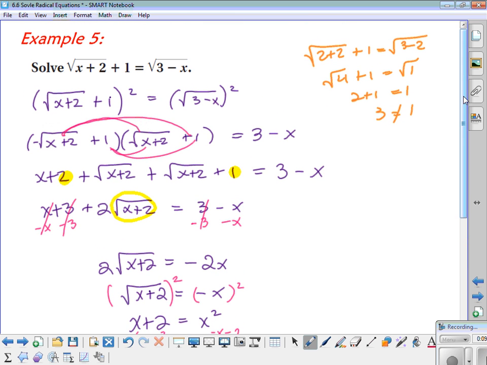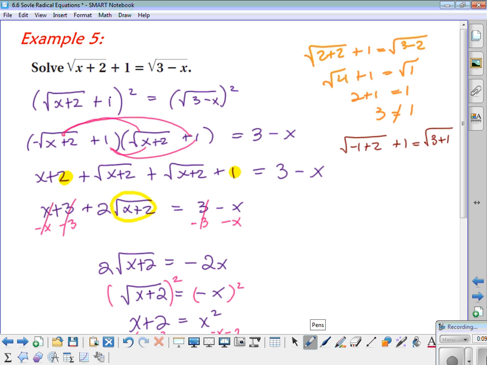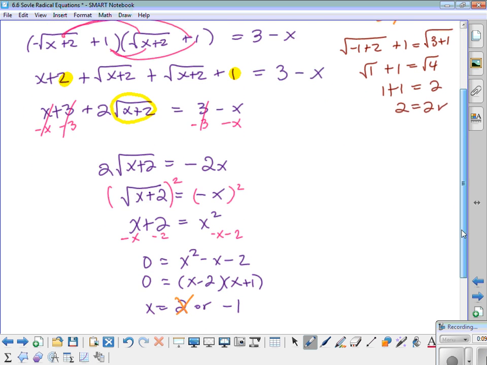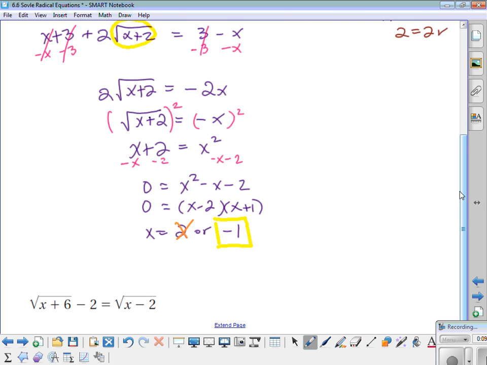Now I try my negative 1. So the square root of negative 1 plus 2 plus 1, square root of 3 minus negative 1. So 3 minus negative 1 becomes 3 plus 1. And so I have the square root of 1 and the square root of 4. And does 1 plus 1 equal 2? Yes, it does. All right, so I know that my negative 1 works, and that's my solution. Okay? All right, so when you guys are done writing that down, I have one for you to try on your own.